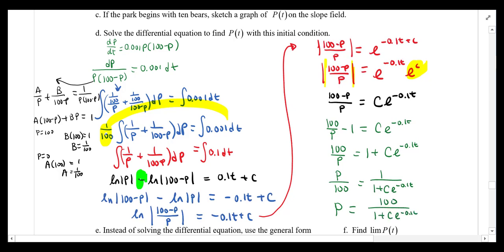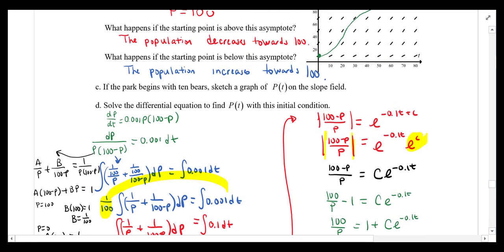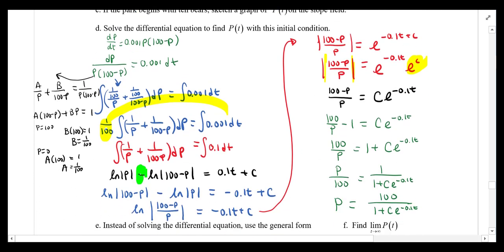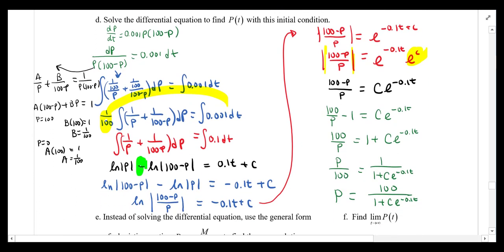And then the only thing I need to do now is actually plug in this initial condition. Oh, what was my initial condition again? I totally forgot. Oh, right. If there were 10 bears at the beginning. So that means at the beginning, when time equals 0, the population is 10. 1 plus c e to the 0. Thankfully, e to the 0 is just 1.